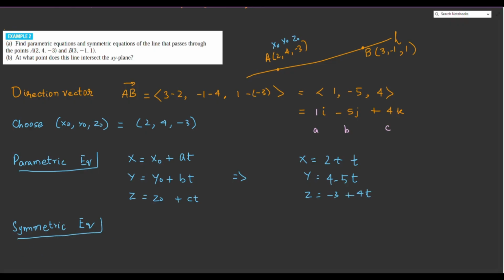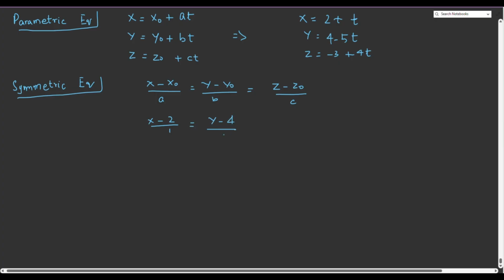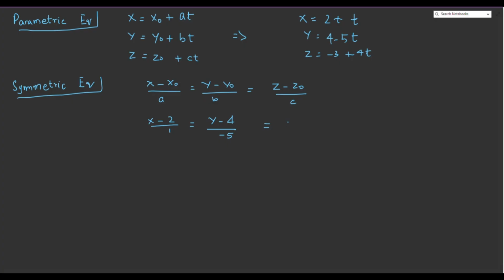The next thing, you can find the equation of the line in the symmetric form, which is given by x minus x0 divided by a, equals y minus y0 divided by b, equals z minus z0 divided by c. Now if we substitute everything in this formula, we will get x minus 2 divided by 1, equals y minus 4 divided by minus 5, equals z plus 3 divided by 4. So these are the parametric and symmetric equations of the line.